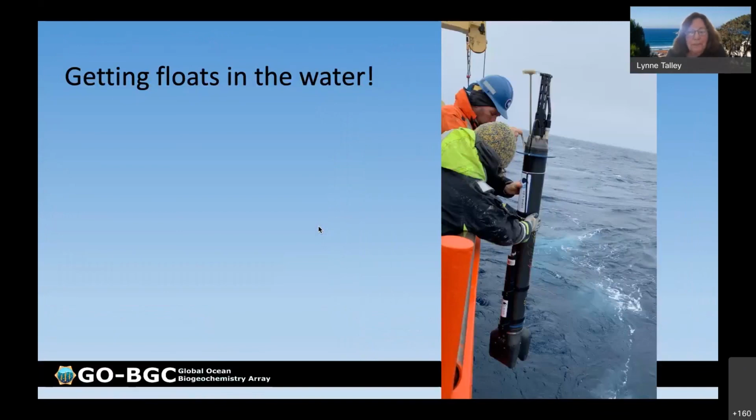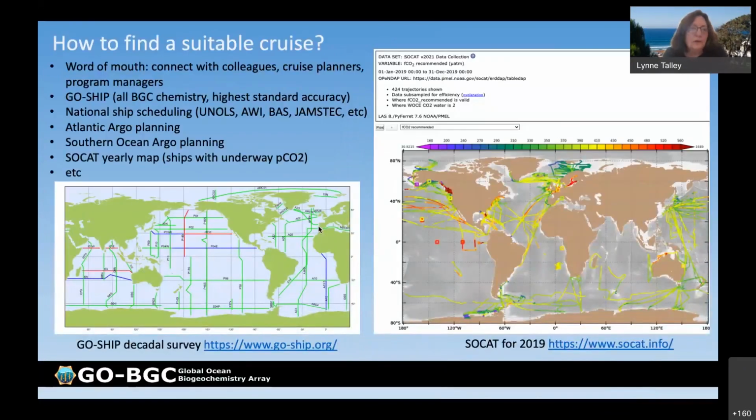First of all, you have to find a cruise. So really the best way is to know people. So you connect with your colleagues, you connect with cruise planners, you connect with your program managers, you just keep your ears open. Our core type of cruise that we love to go on is GO-SHIP, because all of the biogeochemical chemistry is measured to the highest standard on them, and then we really don't have to supplement or consider whether we want to supplement on a cruise. So there's the GO-SHIP array. The disadvantage is that those ships only go every 5 to 10 years across any of those given lines.